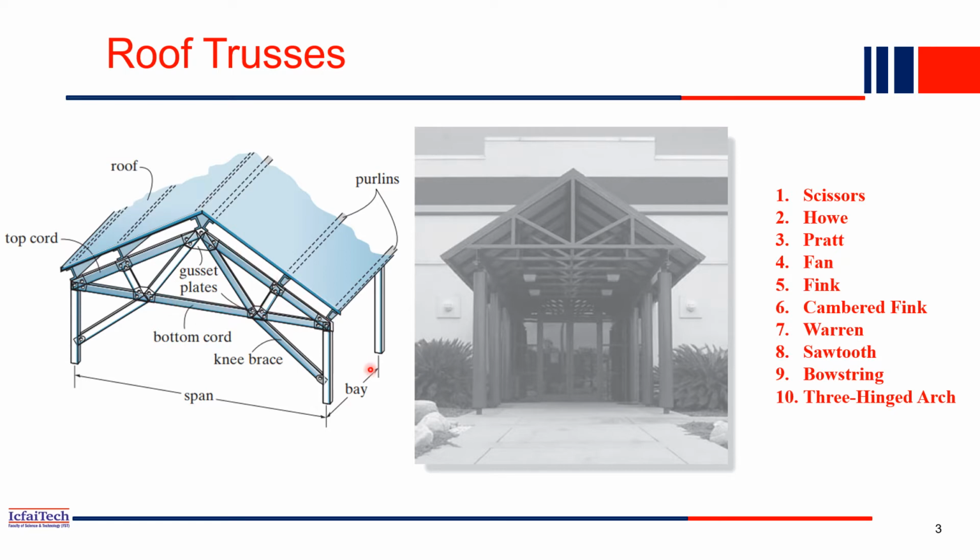trusses, roof truss. So in general, there are a total of 10 types of roof trusses available. Depending on the application, we can choose any of the trusses. For example, if the span length is within maybe a few meters, then we may go with the scissor type or maybe Howe type or Pratt type. So this is the example you saw. This is a Pratt type of truss.